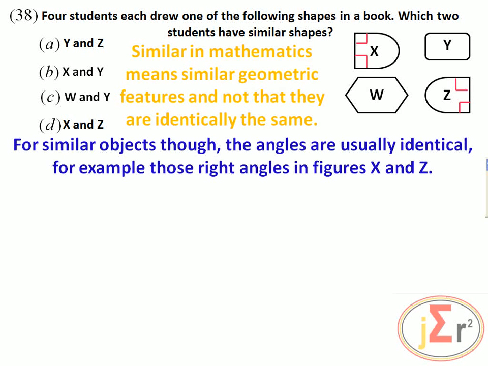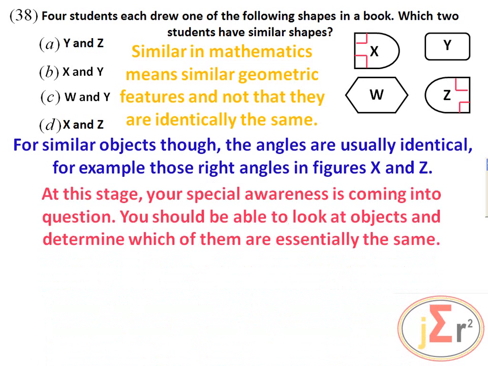For similar objects though, the angles are usually identical. For example, those right angles in figures X and Z. So the similar objects are those of X and Z. And we have right angles right here, and we have right angles here and there. Is there anything else that is similar, Jerry? The curve. Right, so we have also that the curved portion is also on the other object. So we are sure that they are the similar shapes. They have the same shaped angles, and they also are accompanied by those curved lines. So the shapes in X and Z are the similar objects, and they are represented by option D.